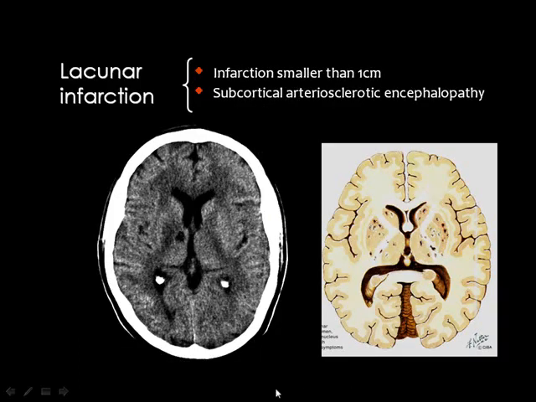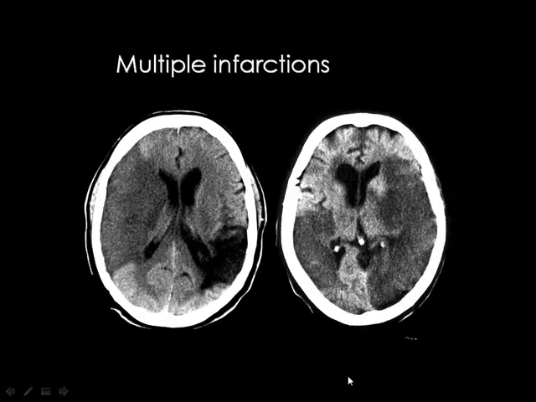Whenever you see an infarction which is less than 1 centimeter in diameter, this is what we call the lacunar infarction. The lacunar infarction may be single or may be multiple. Whenever it is multiple, this condition is known as subcortical arteriosclerotic encephalopathy, which means you have too many lacunar infarctions.